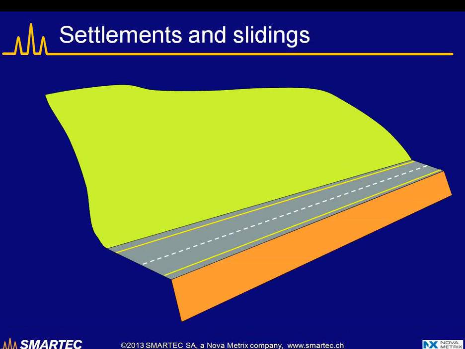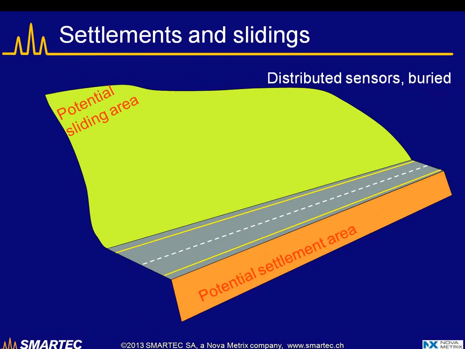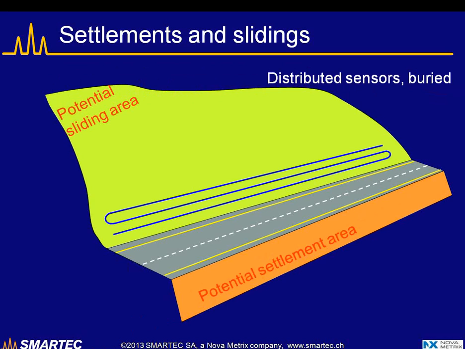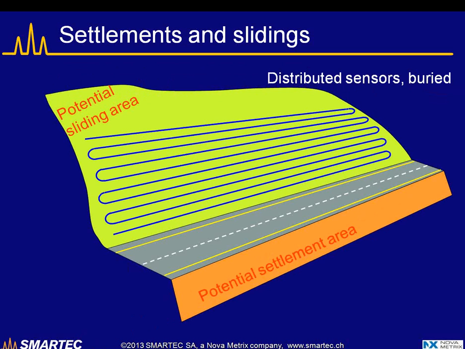In general, when we are talking about measurement of settlement, sliding and movements, the main purpose of distributed sensing is to localize problem areas. For example, imagine a road where you have a potential landsliding area on top of it and a potential settlement area on the bottom of the street. So by placing a cable on the sliding area and placing another cable below the street in the settlement area, it becomes possible to monitor and localize those events.